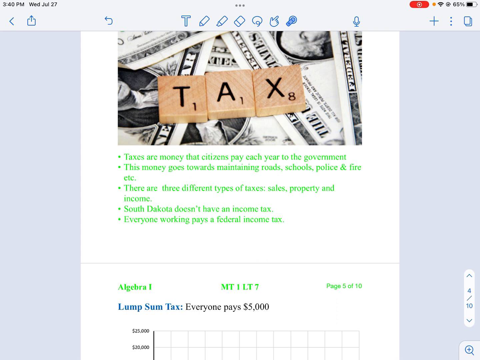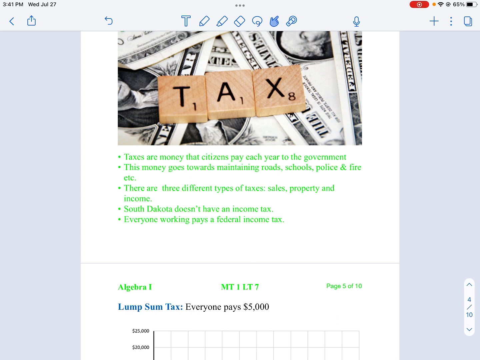There are different types of taxes. There's sales, there's property, and there's income. South Dakota doesn't have an income tax. We don't pay an income tax. Rather, we pay a sales tax and property taxes. So we pay a little bit higher rates on those than maybe you would in a different state. Everyone working pays some sort of federal tax.